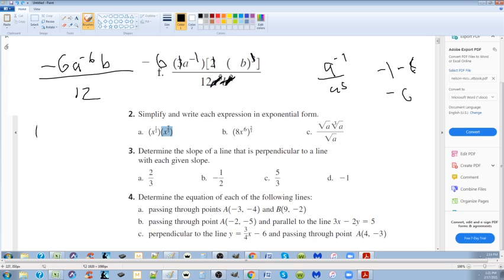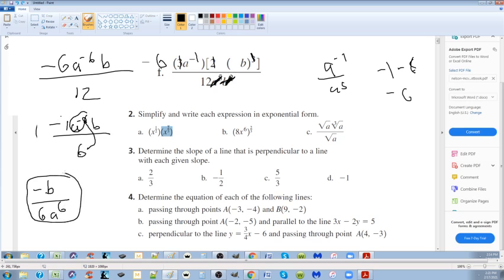Well, there's one last thing we can do. 6 goes into 6 1 times and into 12 2 times. So we're left with minus 1, a to the negative 6, b over 2. Now, we shouldn't even leave that a there because we have a denominator. So we would have minus b over 6a to the 6. So I took this minus 6 and it went down there. And that's your answer. That's your simplified answer.